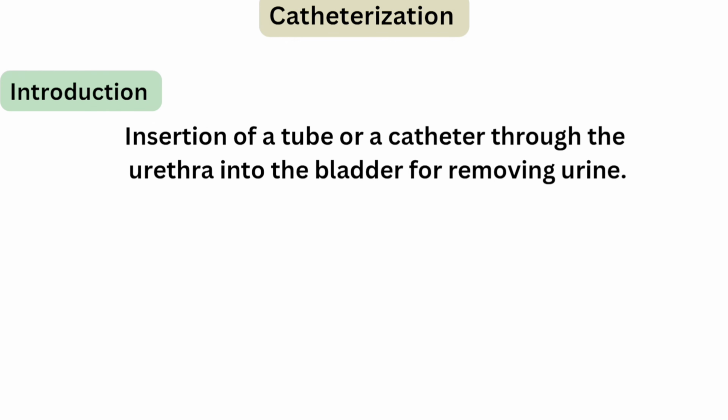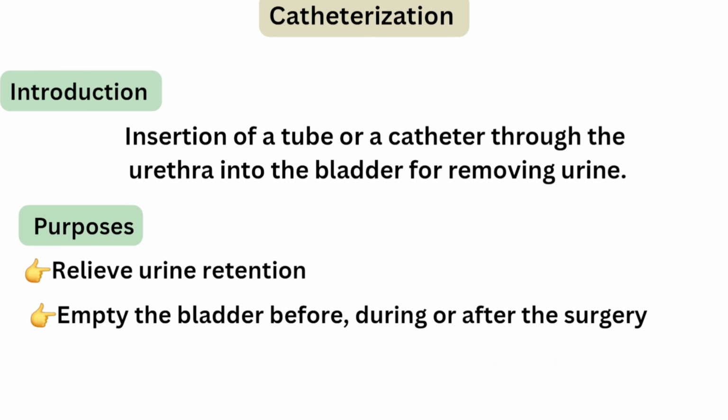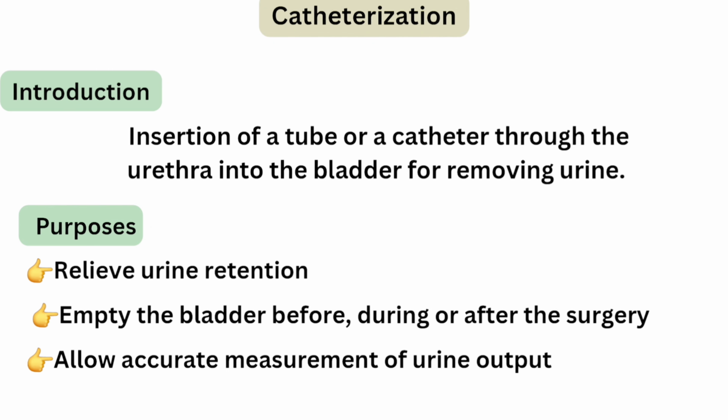In this video we will talk about catheterization. It is the insertion of a tube or a catheter through the urethra into the bladder, so that the urine passes. Purpose of catheter: relieve urine retention, empty the bladder before, during, or after the surgery, and allow accurate measurement of urine output.